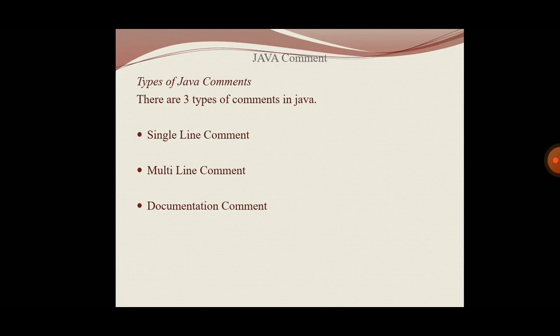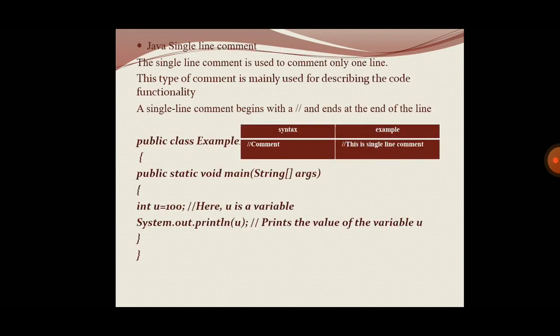So there are three types of Java comments, that is the single line comment, multi-line comment and documentation comment. So the Java comments are the statements that are not executed by the compiler or the interpreter. It gives the information or explanation about the variable, methods or class or any statement that is available in the program. First, let us see about the single line comment.